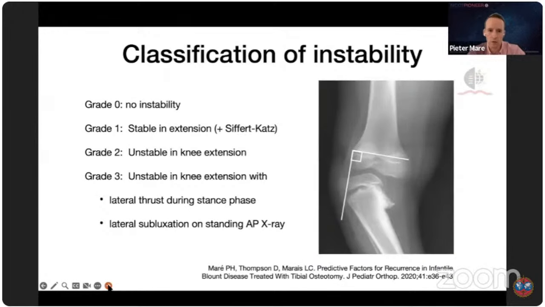That's unfortunately not the whole story about instability. We use this pragmatic classification of knee instability, using a grade one, which is the classic Siffert-Katz instability. If it progresses with more lateral attenuation, or perhaps intra-articular distortion, this knee becomes unstable in full extension as well. And then the last stage is, after several years of walking on a distorted knee, these children have advanced distortion of the proximal tibia, and they have an observable lateral thrust during the stance phase. And this is also measurable as lateral subluxation on the standing AP x-ray, as you can see in the image on the right.